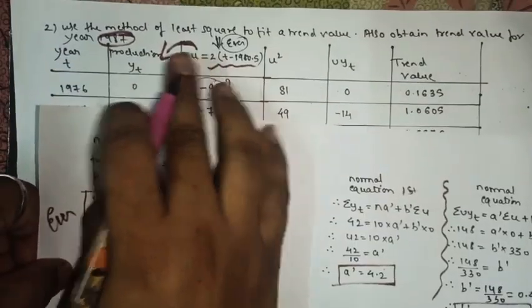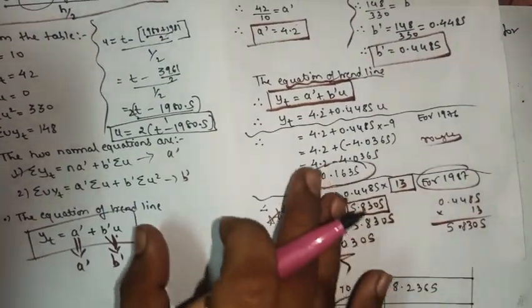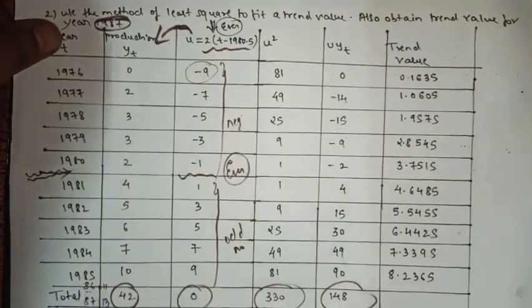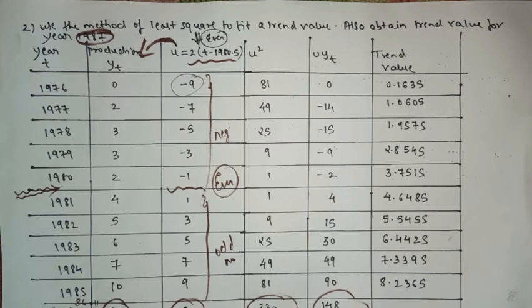So here we have to find the trend value for 1987. So here for 1987 the answer is 10.0305. I hope you all understood both the methods for odd and even, also how to find the trend value for each and every year using the concept of odd and even. Okay, so in the next lecture we'll see the last type, that is type number 3, and type number 3 is what, graphical method.